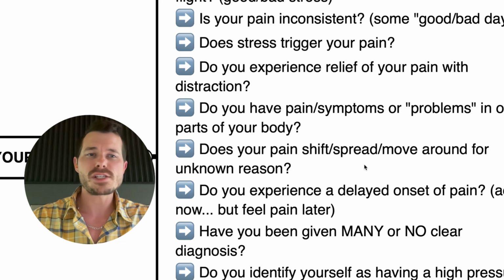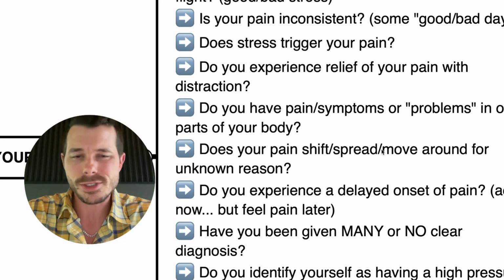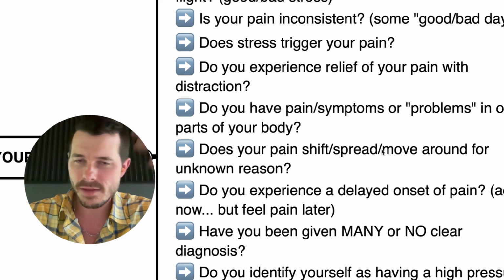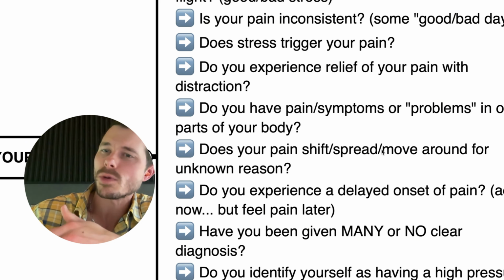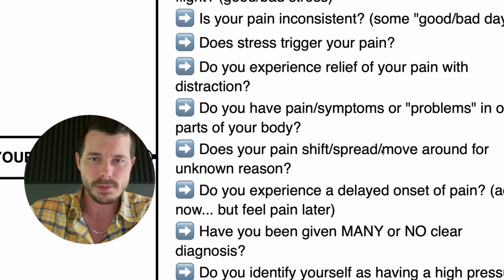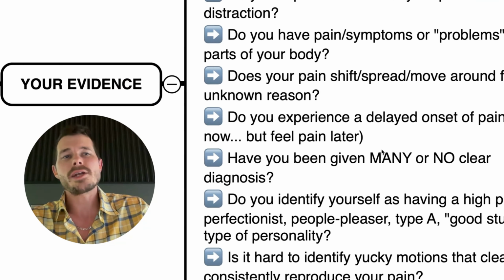Does your pain shift, spread, or move around and you don't know why? Charlie, I had it in my right butt cheek today, but then it kind of went away and now it's in my left butt cheek. If so, then this is a sign that symptoms might not be due to a problem in your body, disc problem, joint problem, etc.